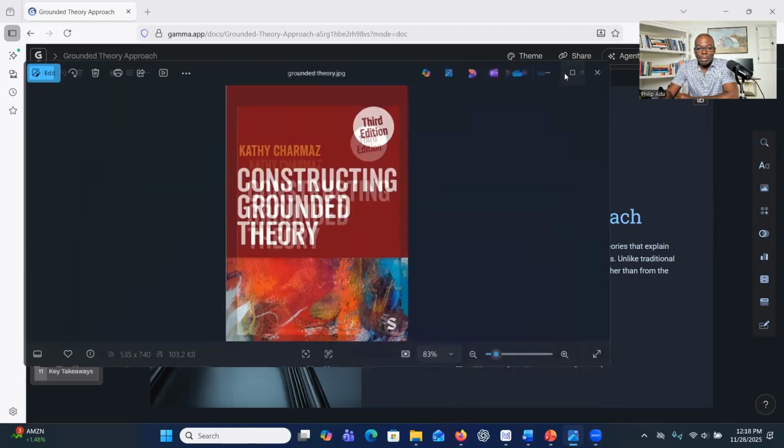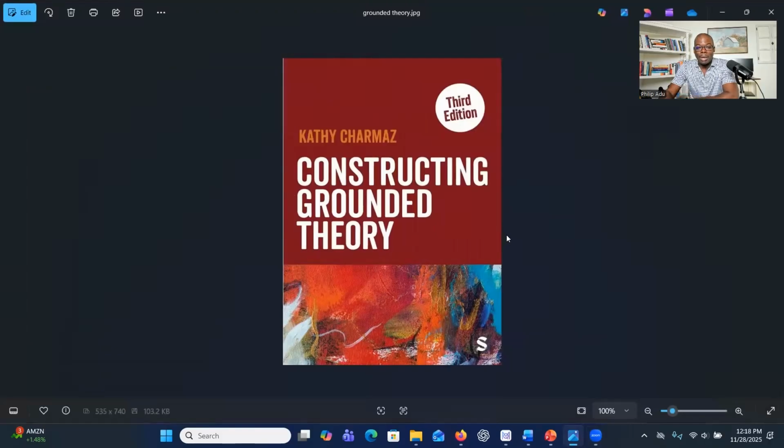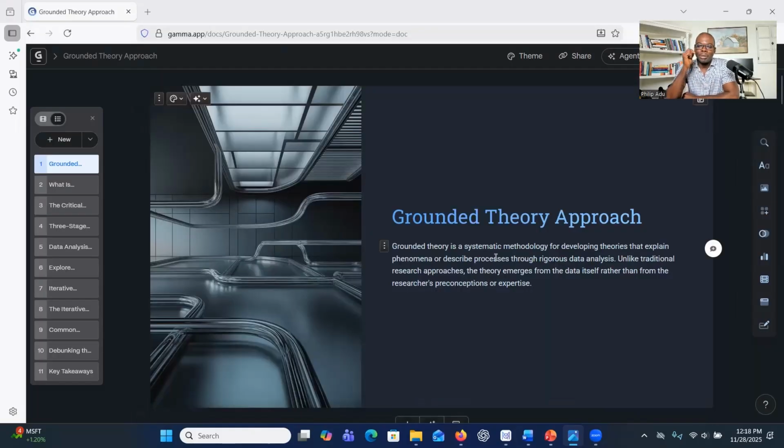Okay, so before I go and explain what grounded theory is all about, if you want to learn more about grounded theory, this book will be the best. This book is by Dr. Charmaz, to give you all the information that you need about constructivist grounded theory, right? So if you want more information, this book will be the best for you.